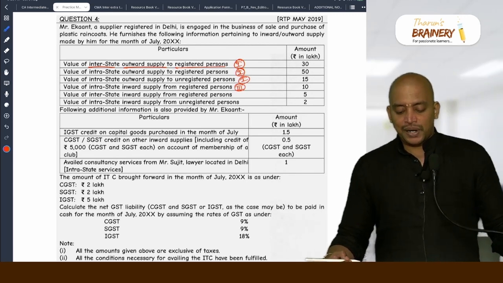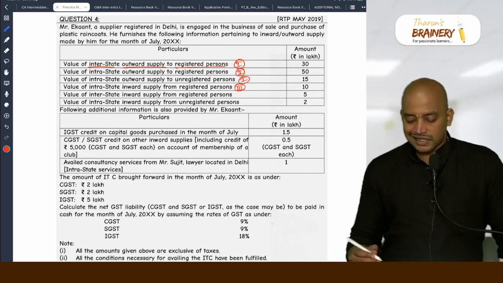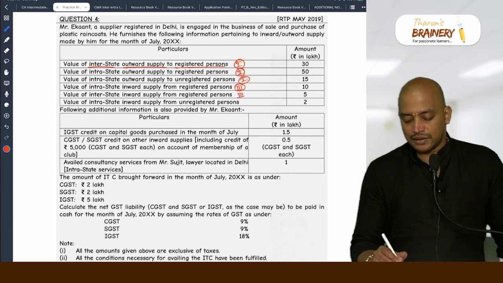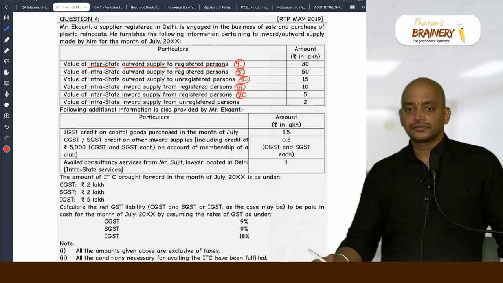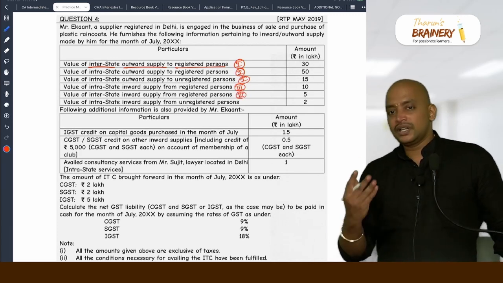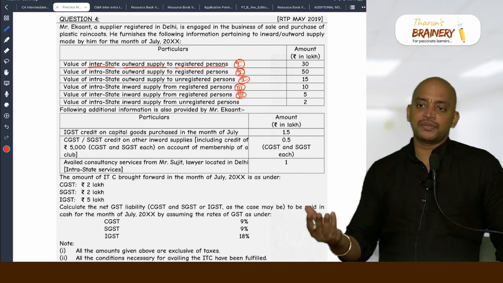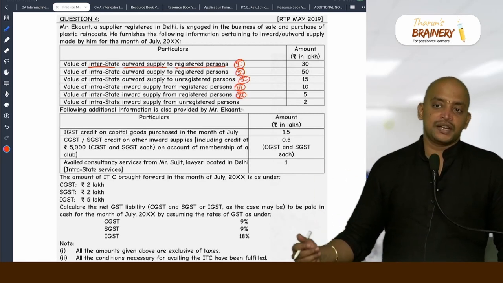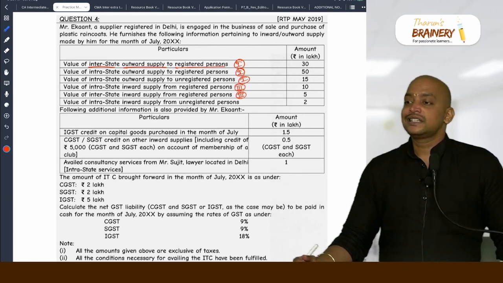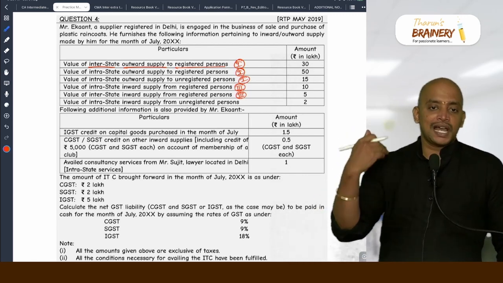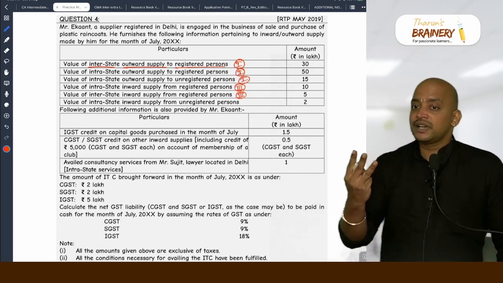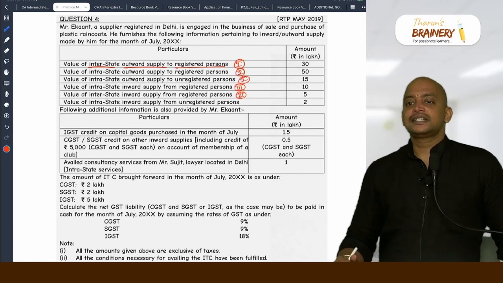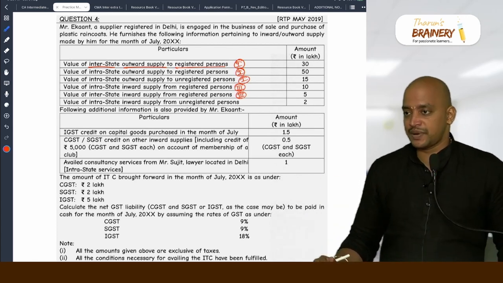Value of inward supply from registered person. Where it will come? Statement 3, ITC. So you know now what is statement 1, statement 2, statement 3, statement 4. What is statement 1? Liability under FCM. Statement 2 is inward supply RCM liability. Statement 3 is ITC. Statement 4 is net GST payable.